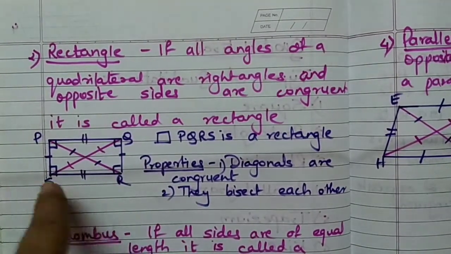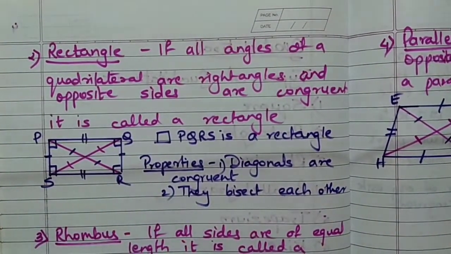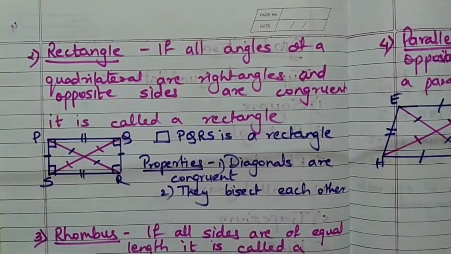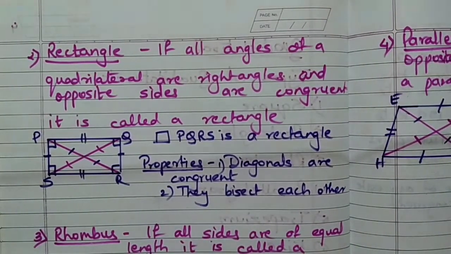When we study further we will come to know that a square can be a rectangle, a square can be a rhombus, a square can be a parallelogram, a square can be a trapezium, and a square can be a kite.